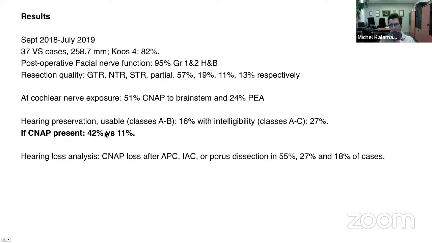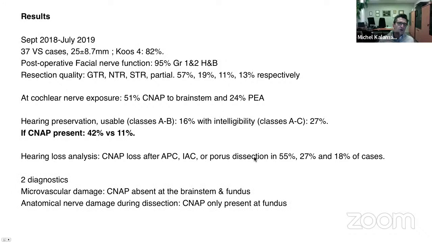And sometimes we had to stop the resection because of the loss of amplitude. And then in this case, you can preserve hearing like for the facial nerve. So we had some cases of hearing preservation because the CNAP monitoring said, okay, you have to stop. And what is very interesting, I'm learning when I lose hearing during surgery. And now, like for the facial nerve, you can have a learning curve with the cochlear nerve. So you can lose hearing in the APC, or during the drilling, or at the dissection in the meatus. So it's very interesting. And the last, I'm sure that we have a lot of microvascular damage.